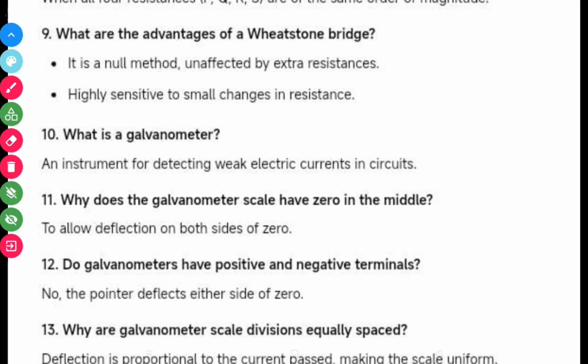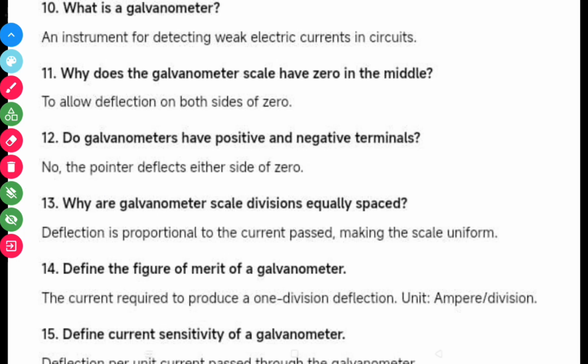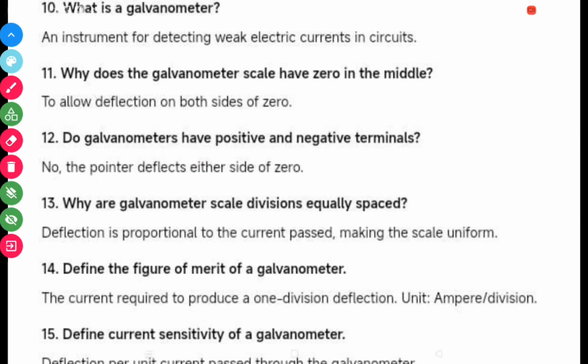What is a galvanometer? An instrument for detecting weak currents. It is a device used to detect and measure small electric currents. Why does the galvanometer scale have zero in the middle? To allow deflection on both sides of zero. Do galvanometers have positive and negative terminals? No, the pointer deflects either side of zero. Why are galvanometer scale divisions equally placed? Deflection is directly proportional to the current passed, making the scale uniform.